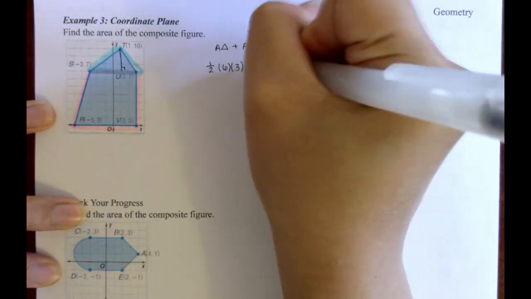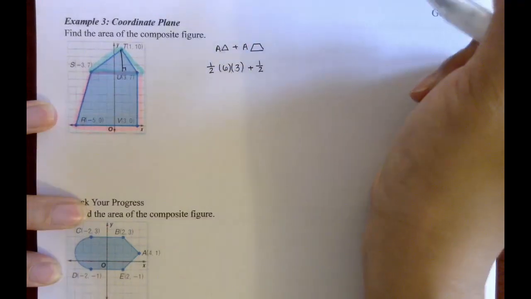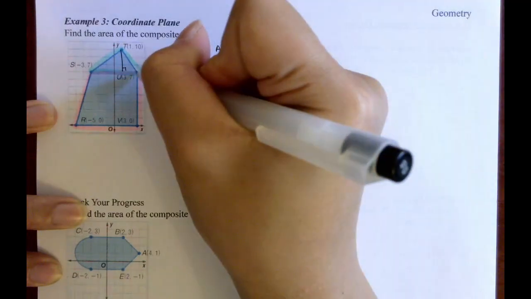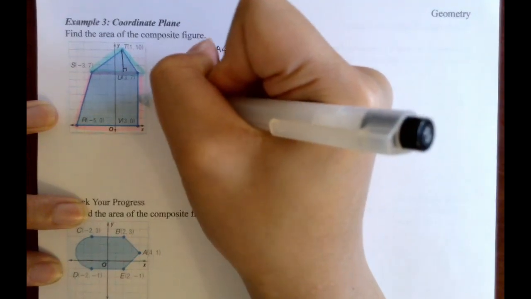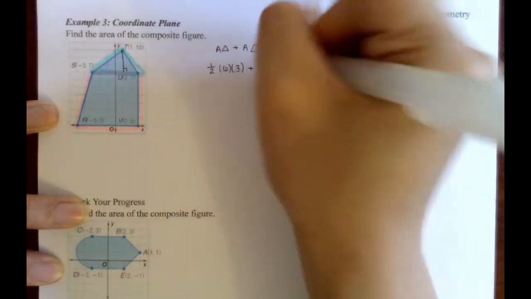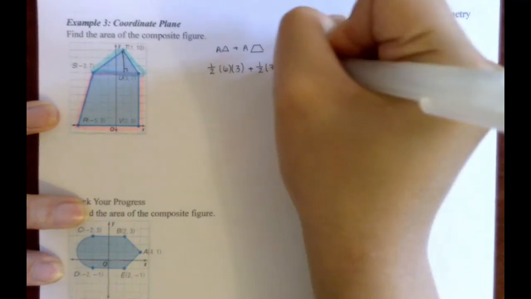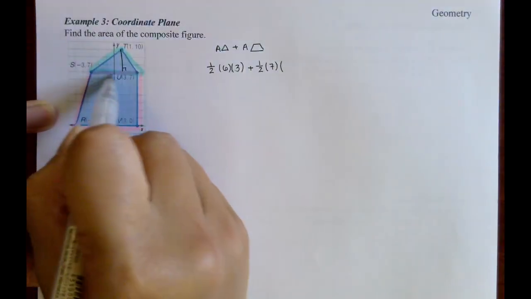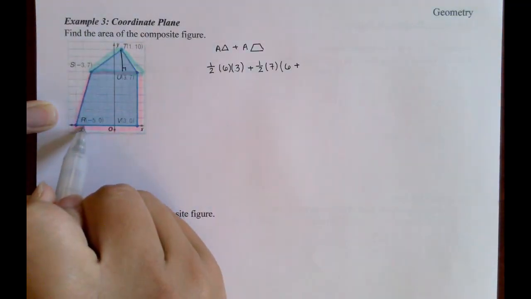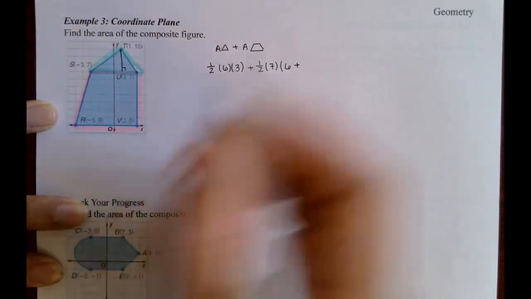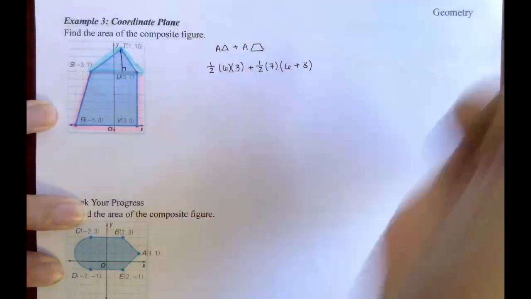Plus area of the trapezoid is 1/2. Okay, we need height again, so remember it has to be perpendicular, so 1, 2, 3, 4, 5, 6, 7. And then base 1 plus base 2. So this is base 1, this is 6. And then base 2 here, if you count 1, 2, 3, 4, 5, 6, 7, 8. And there you go.